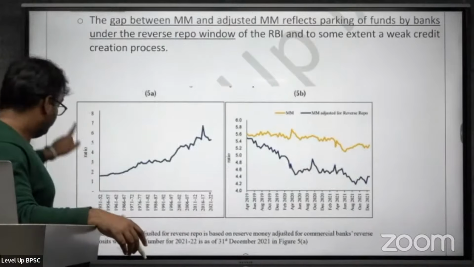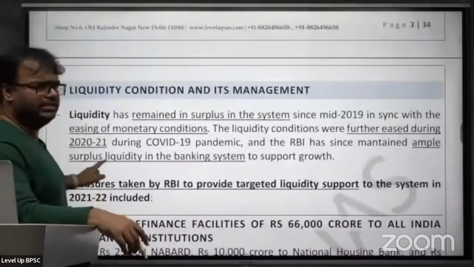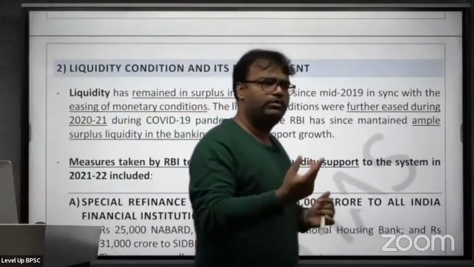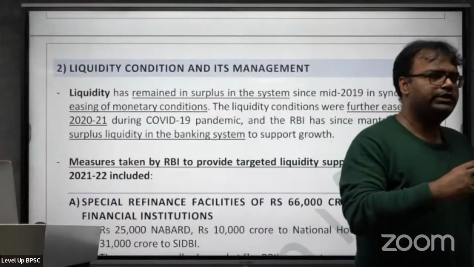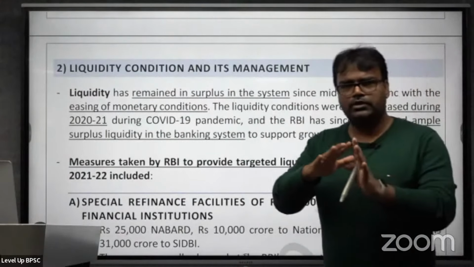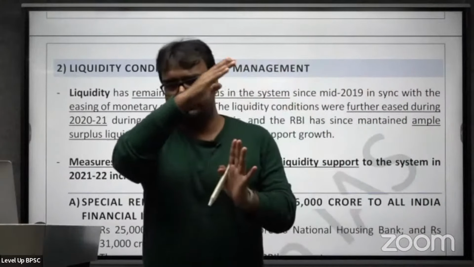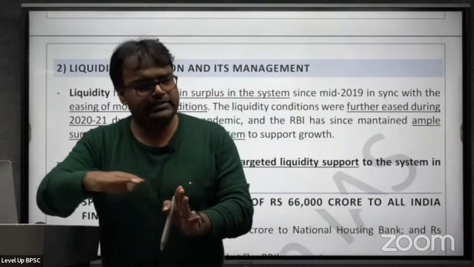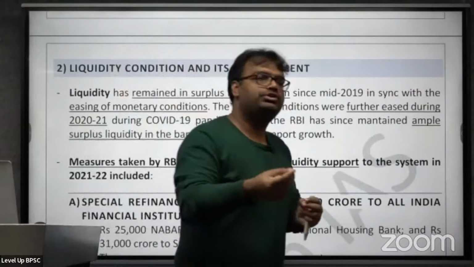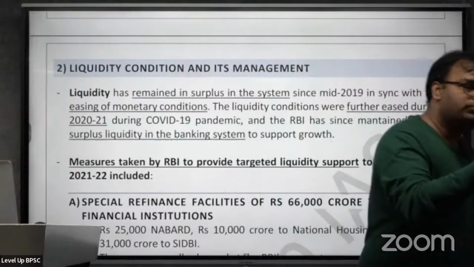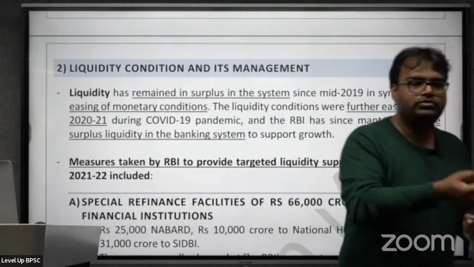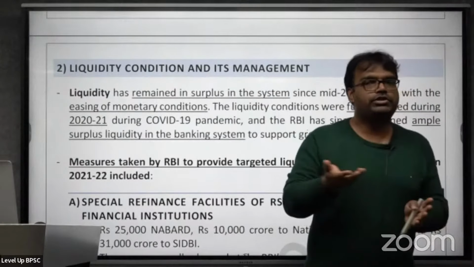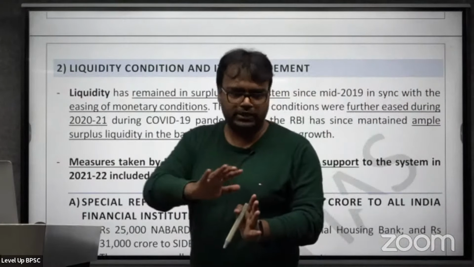Okay, now these were some basic things. What has happened to the repo rate, what has happened to the reverse repo rate? You would see that the repo rate and reverse repo rate were brought to a very low level in 2020, and since then have remained constant. What has happened to CRR? CRR was increased in March 2021 and in May 2021, but since then it has remained the same.